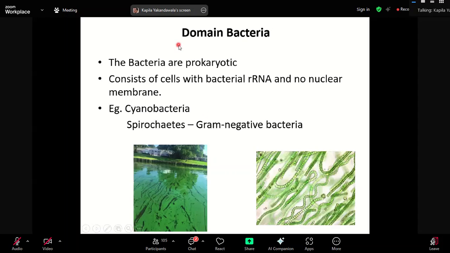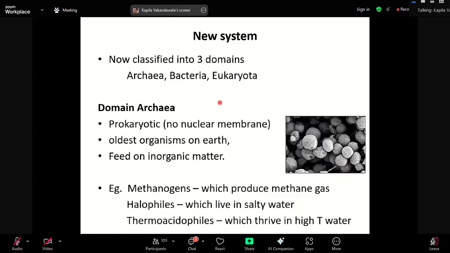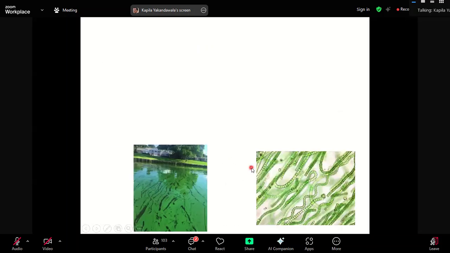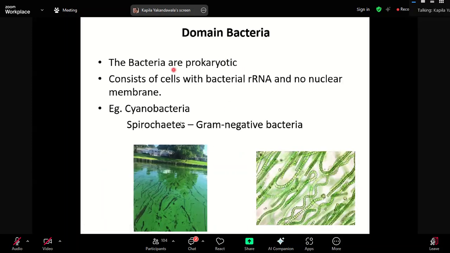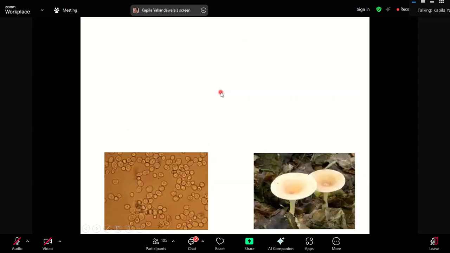Then domain bacteria. Once again, bacteria are also prokaryotic. All the other prokaryotic bacteria belong to this group, right? You don't have to remember the examples. Only remember the name, domain archaea. This is just for your information, so I'm not going to describe it. Domain bacteria also includes cyanobacteria and other gram-negative bacteria. This is an example. You don't have to remember.